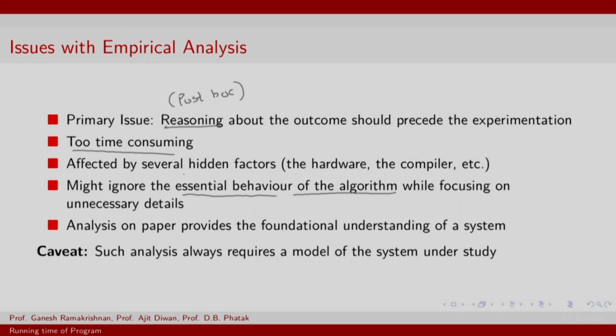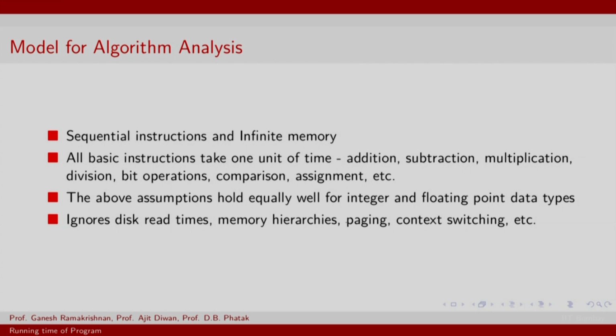and there is actually no substitute to analysis on paper, because you get foundational understanding of any system based on pen and paper work. There is, however, a caveat to such analysis: you need to do serious modeling of the system. That is what we will cover in this lecture and some following lectures. So our model for algorithm analysis is as follows. We are going to assume that we have a processor that sequentially processes instructions, and that we have infinite memory to hold any auxiliary data.